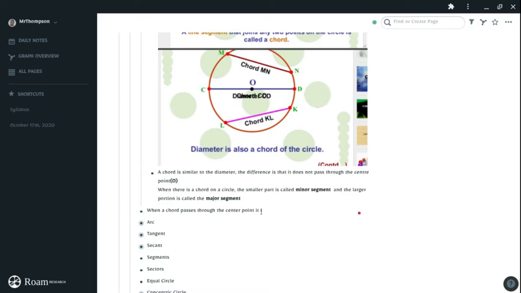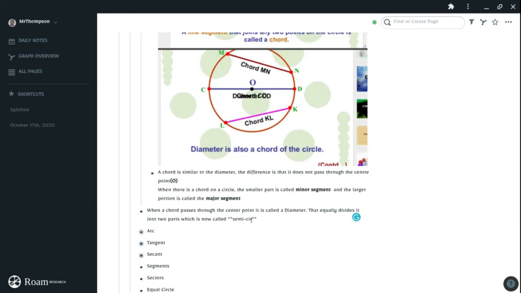Let's write that. When a chord passes through the center point, it is called a diameter, that equally divides it into two parts, which is now called semicircles. And you write the semi with a hyphen. The dash you see between it is called a hyphen.